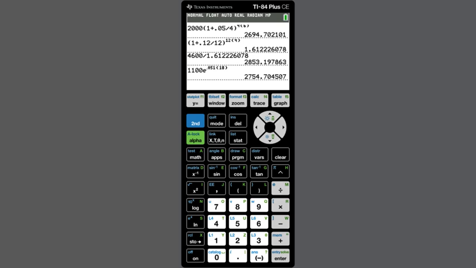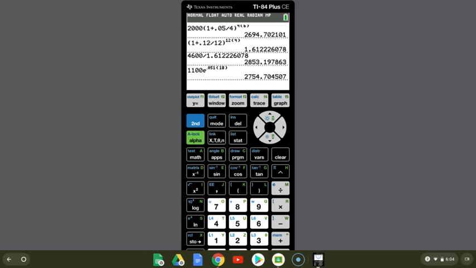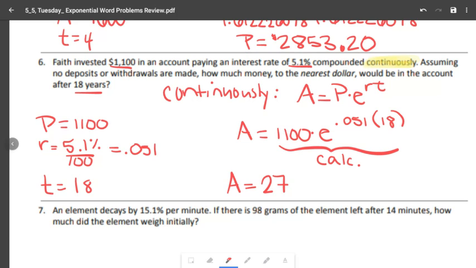And this one says to round to the nearest dollar, so no decimals, so that 0.7 tells us to round up. So $2,755. Nearest dollar, do not show me any decimals. Just the nearest dollar means the nearest whole number.